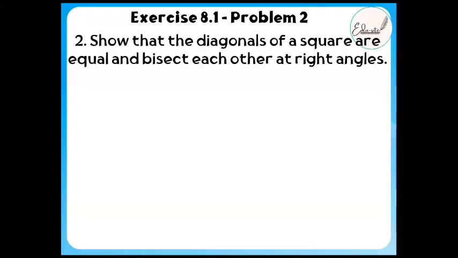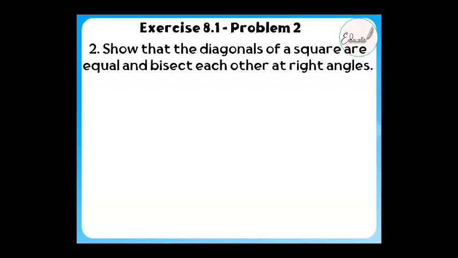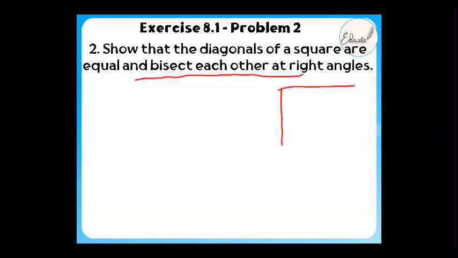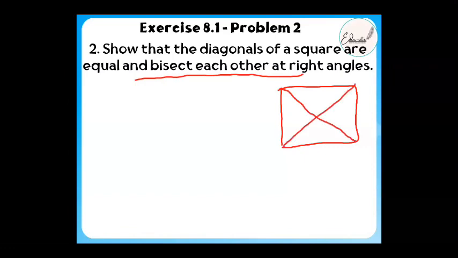We just proved the first problem. The second problem, let's go to the second problem. The question they have asked here is: show that the diagonals of a square are equal and bisect each other at right angles. The first thing they have asked here is to show that the diagonals of a square are equal. If you are writing the diagonals of a square, you have to prove that these diagonals are equal.